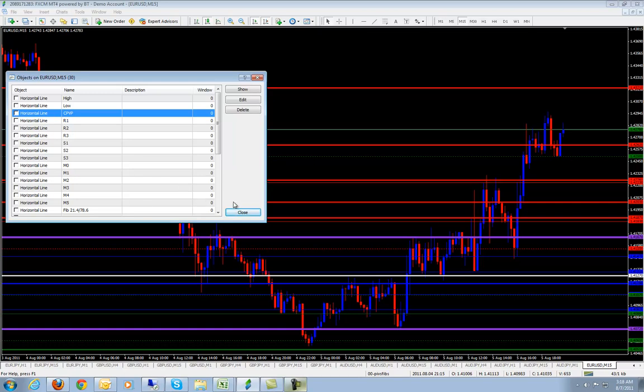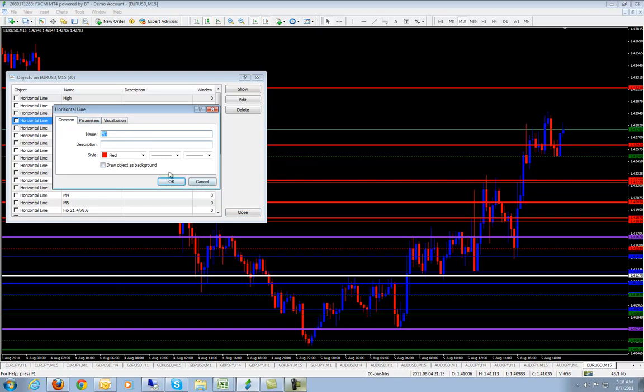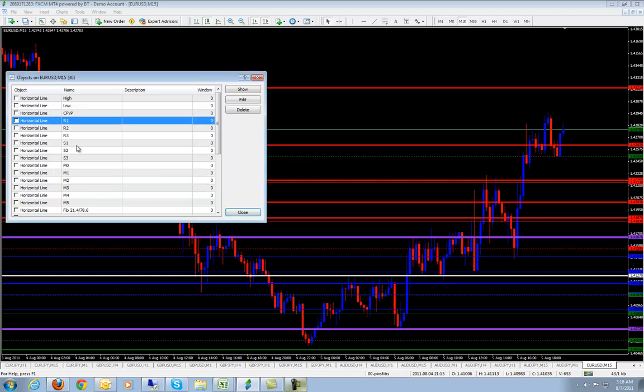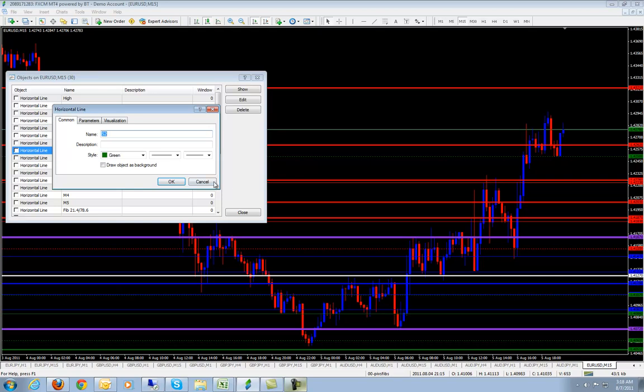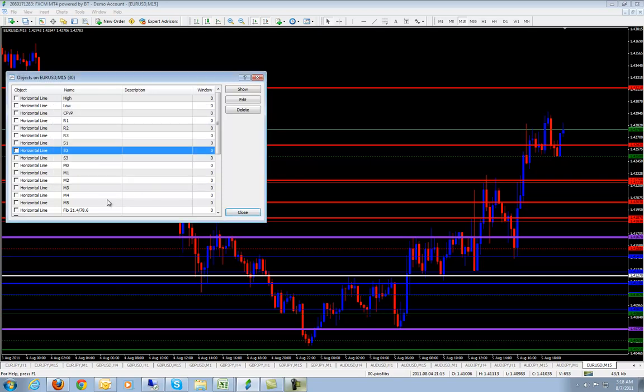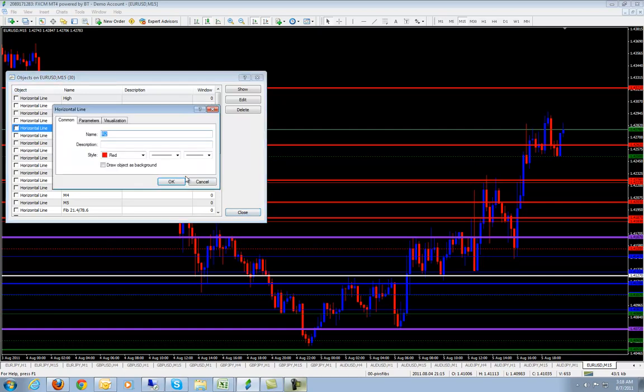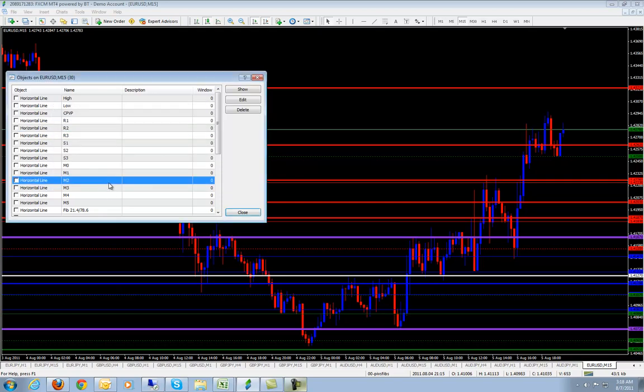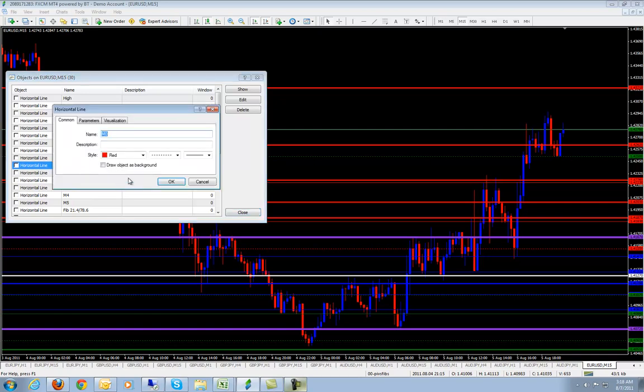Okay, and anyway, here we go. We got all the resistance lines in red. The support lines are green, because green support represents that the candle's going to go up. Up in Forex is usually green. Red in Forex means price is going to fall, and that usually is represented by the color red. Here we got the M0s.